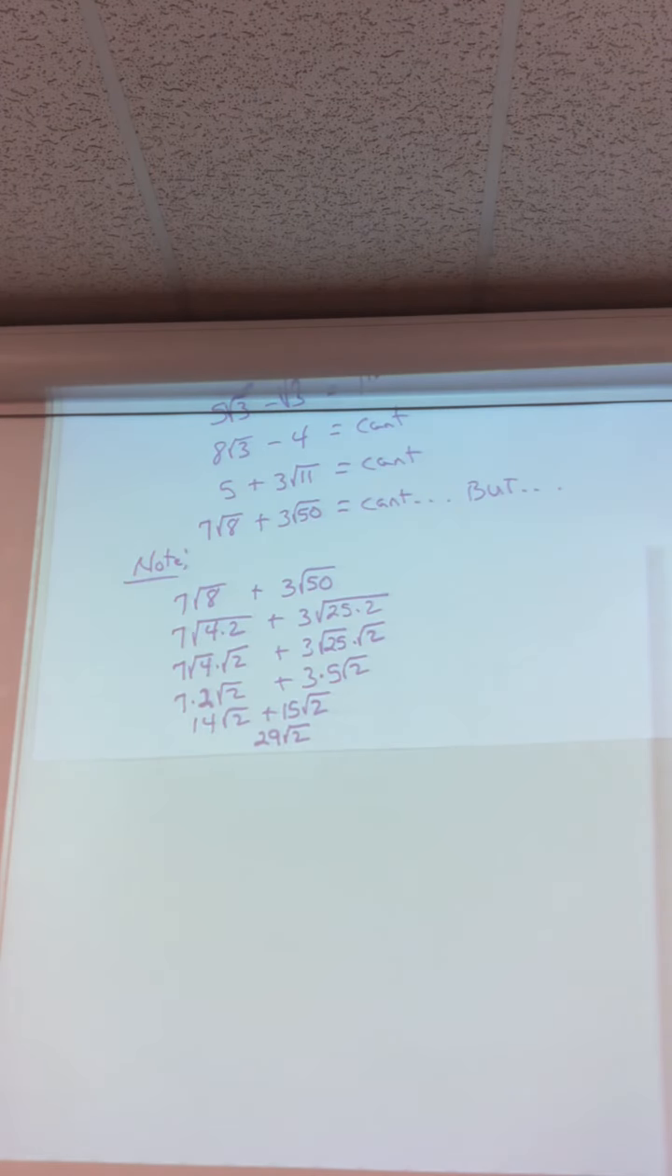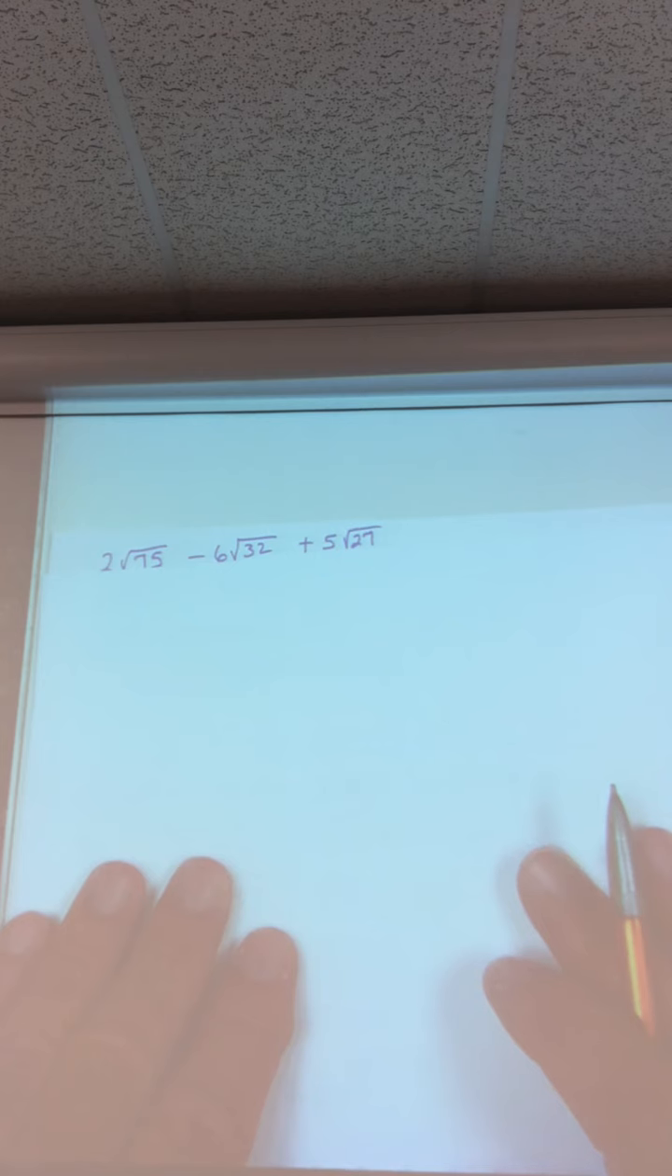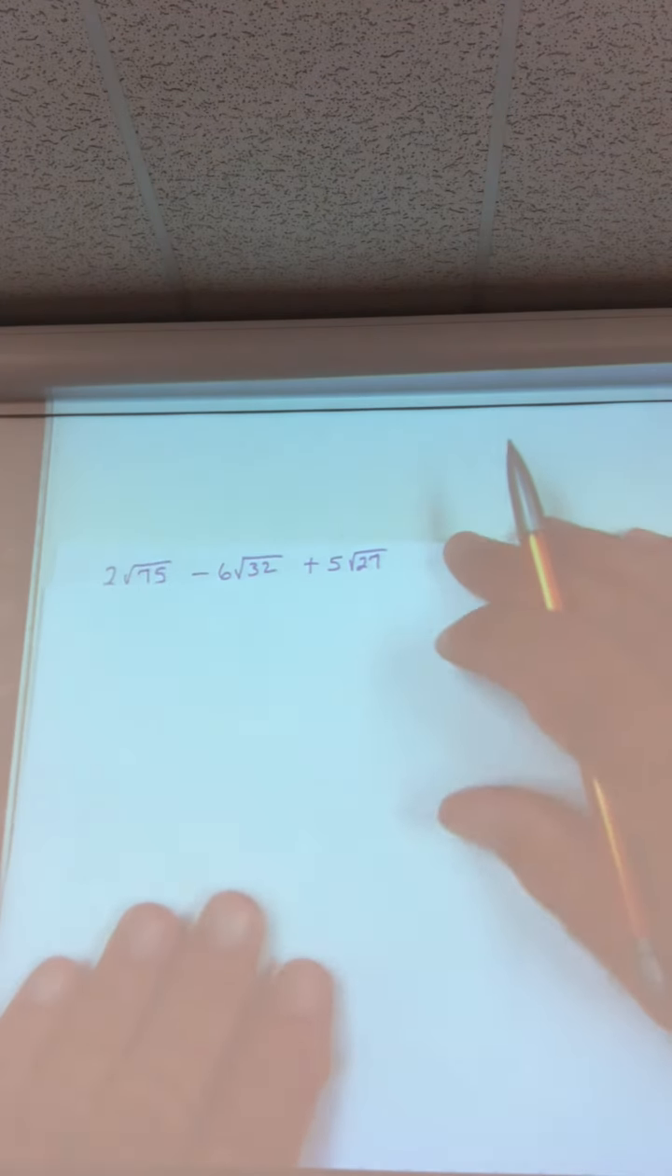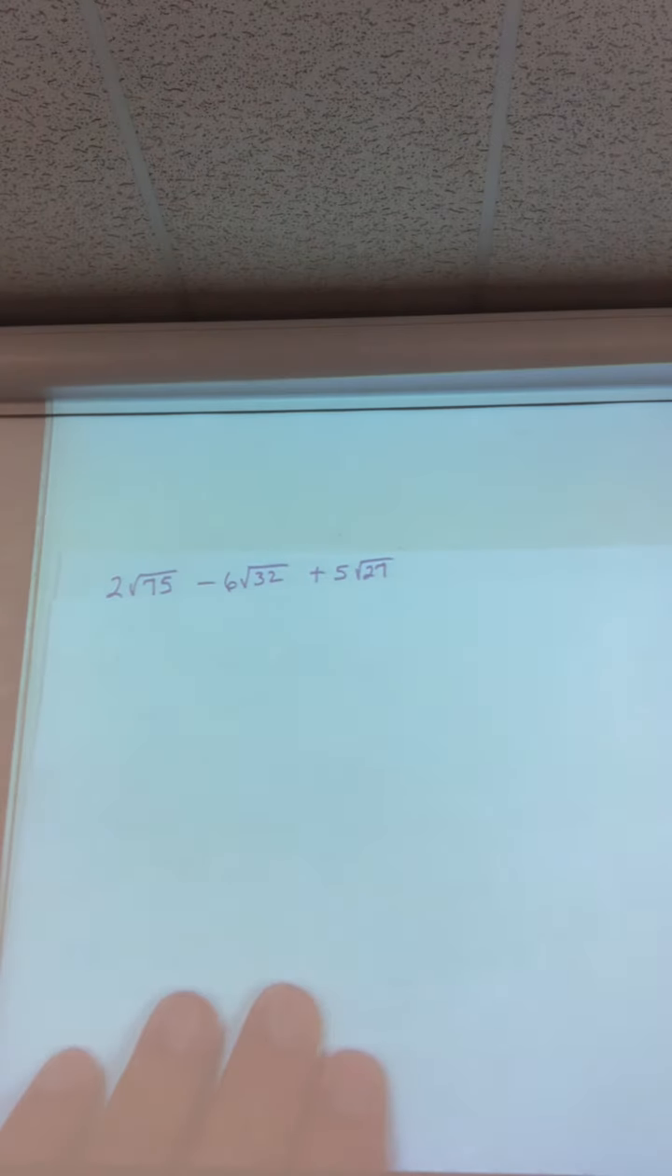Now, did I know beforehand that was going to happen? No. But I know that I had to leave my answer in reduced form, and then when I reduced them, I noticed that. Okay, so let's do another one like that. 2 square root of 75 minus 6 square root of 32 plus 5 square root of 27.